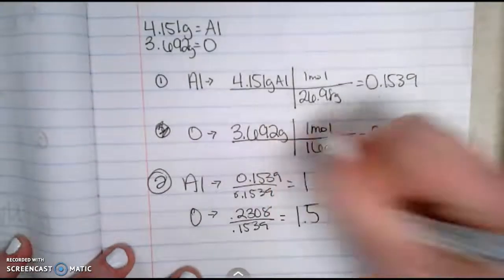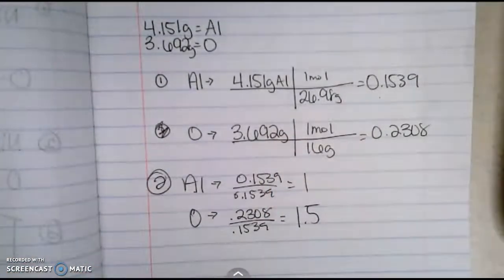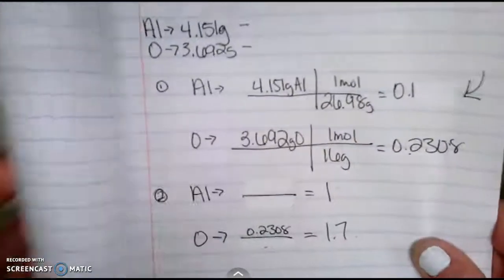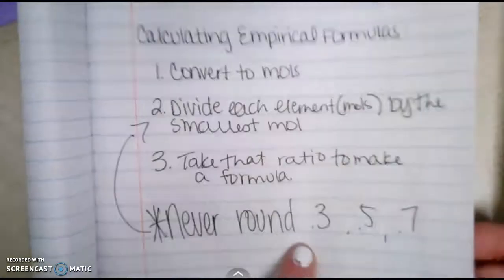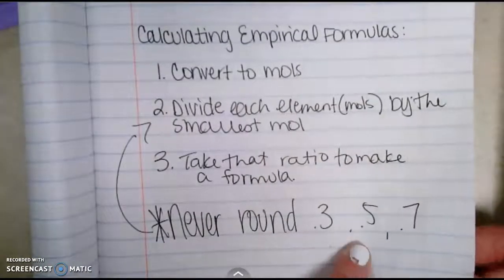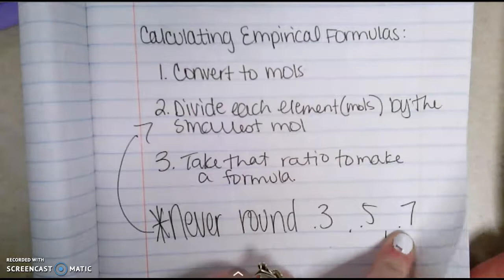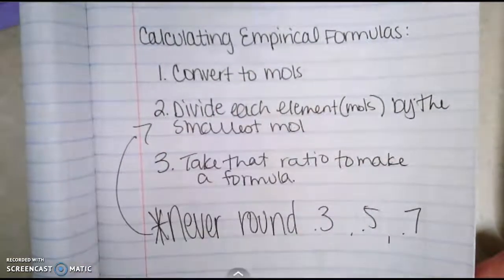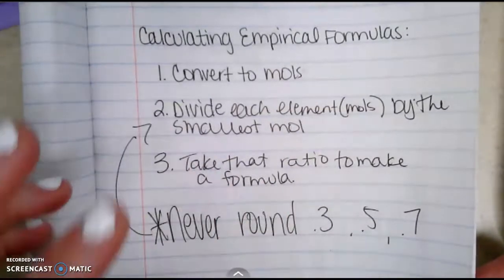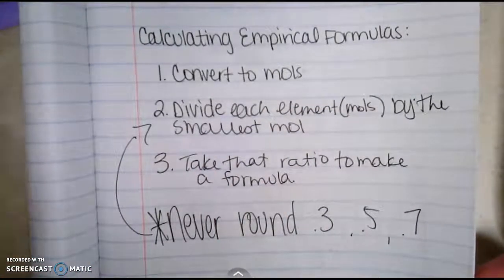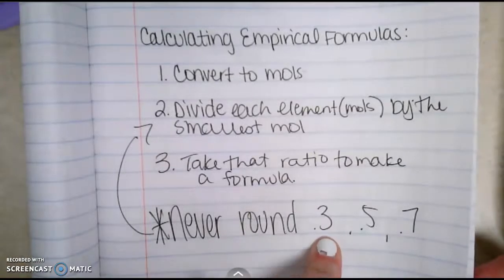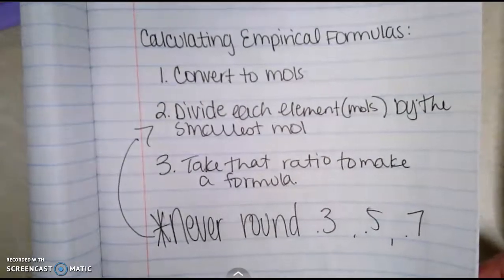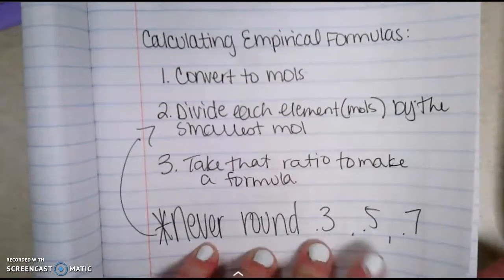Now we need to add something to our notes on that first page: we never round during stage 2. We never round a 0.3, a 0.5, or a 0.7, because those are in that awkward middle of the rounding area that make it really hard to get a whole number. It's hard to justify rounding 0.3 up or down. 0.2 and 0.1, obviously you round those down. But we're never going to round 0.3, 0.5, or 0.7.